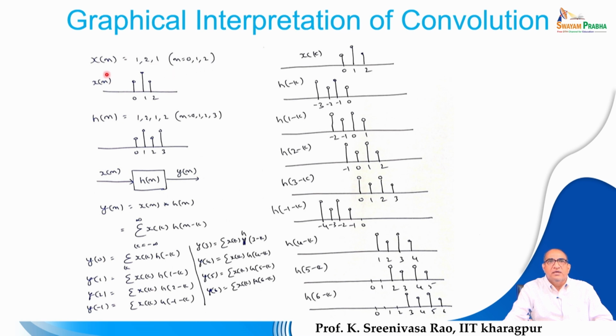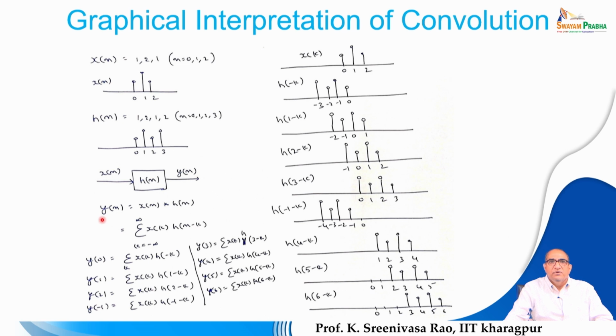That way you can view the signal x of n like this, and this is the pictorial view of x of n. Let us take the other signal h of n, which in this context is present at 4 instants, n equals 0, 1, 2, 3. This is the pictorial representation of h of n. If you want to compute the convolution between these two by a linear time invariant system, y of n equals x of n convolved with h of n, and this is the formulation to evaluate that.